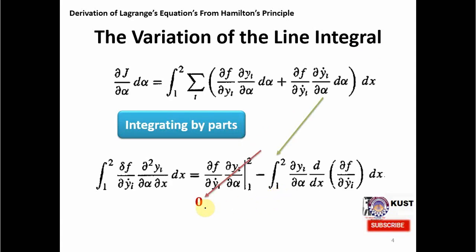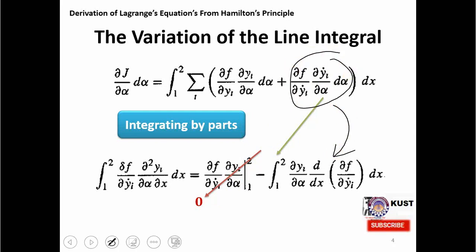And you know why it vanishes. It vanishes because the variations at the end points, at 1 and 2, are identical, therefore they cancel each other, and therefore the surface terms or the end point terms are equal to 0. So this first term goes away.